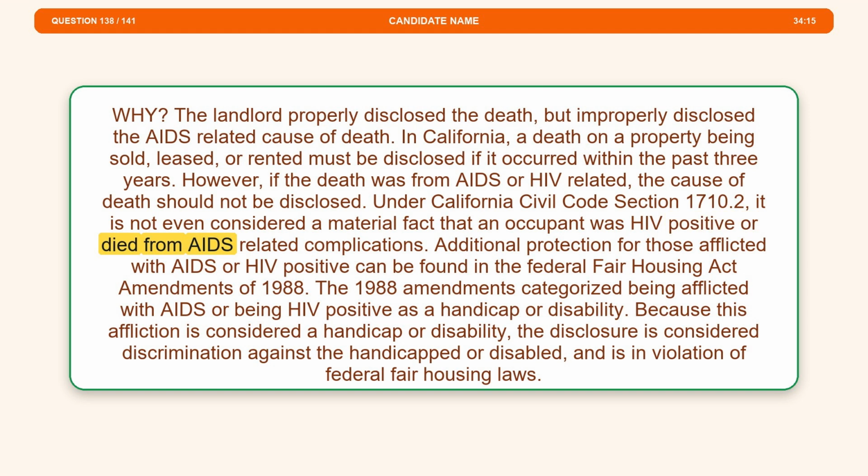Additional protection for those afflicted with AIDS or HIV positive can be found in the Federal Fair Housing Act amendments of 1988. The 1988 amendments categorized being afflicted with AIDS or being HIV positive as a handicap or disability. Because this affliction is considered a handicap or disability, the disclosure is considered discrimination against the handicapped or disabled and is in violation of federal fair housing laws.